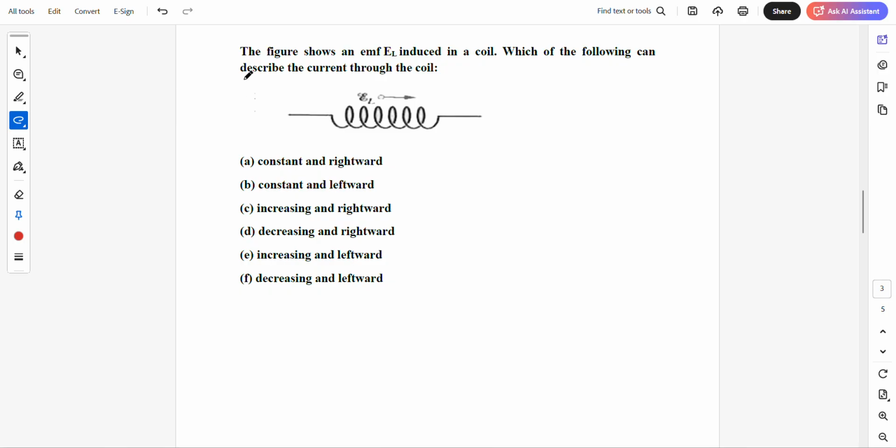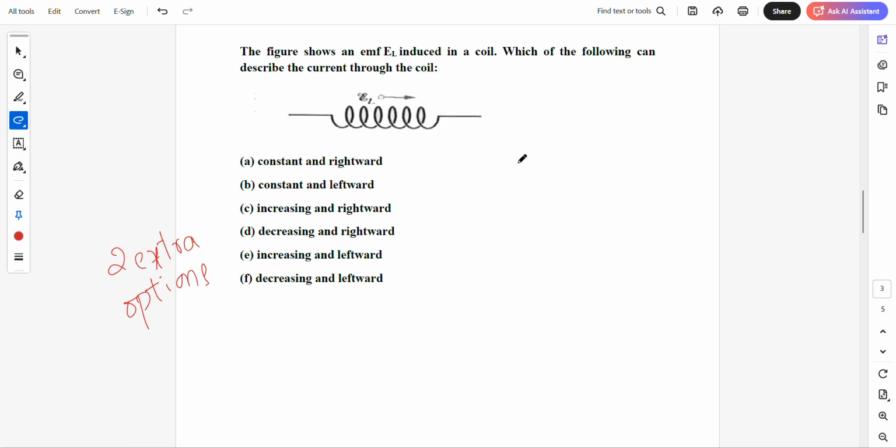The figure shows an EMF E induced in a coil. Which of the following can describe the current through the coil? How many options have I given? 1, 2, 3, 4, 5, 6 options. Two extra I have given. That will be no problem. Two extra options to make you learn.